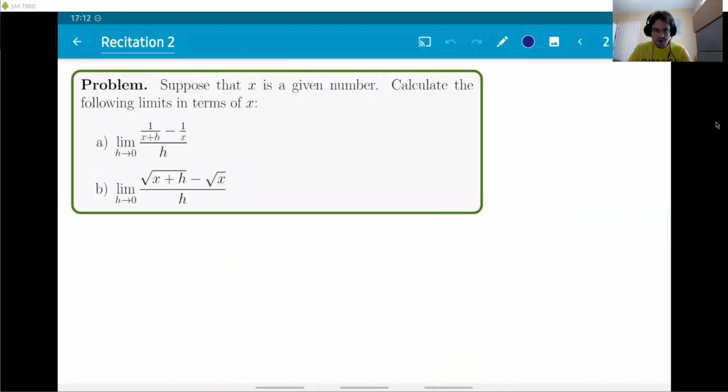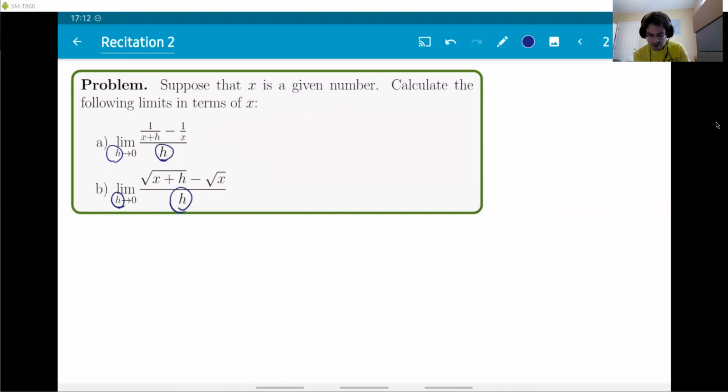Okay, now we are moving on to a different type of problem. Take a look at this. x in this case is not the limit variable. x is just a given number. We don't know what it is. And the problem is: calculate the following limits in terms of x. If you look at the limits, the limit variable is called h in this case.